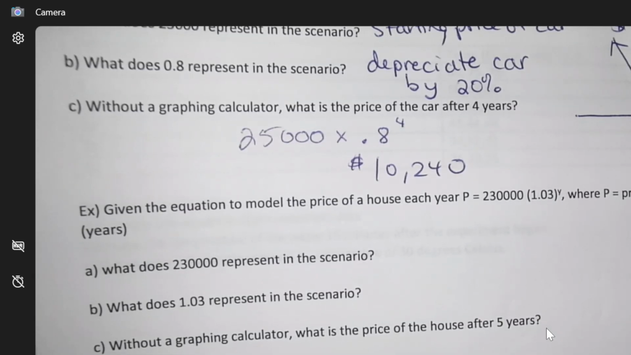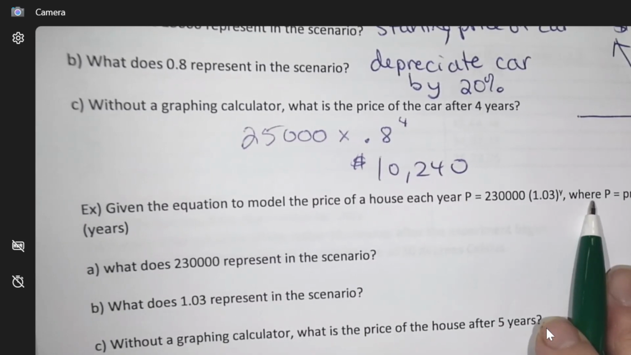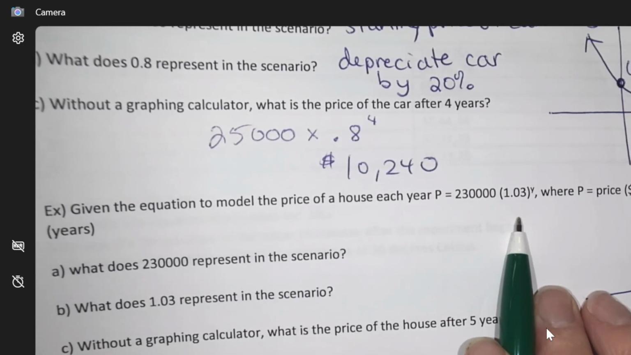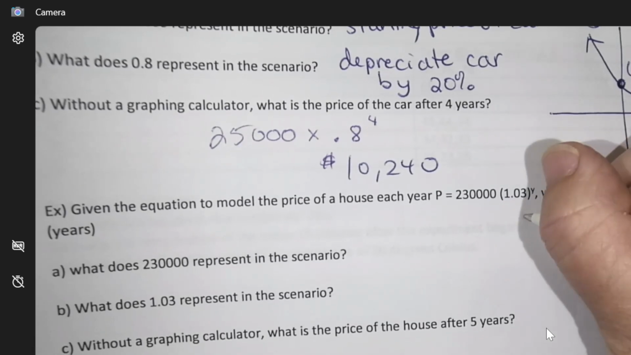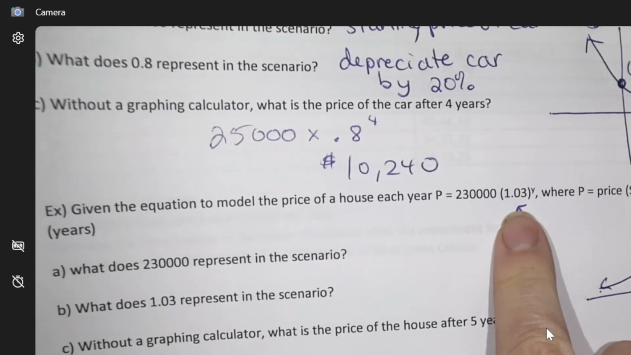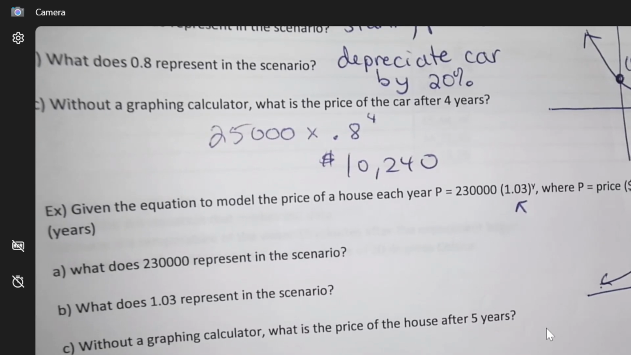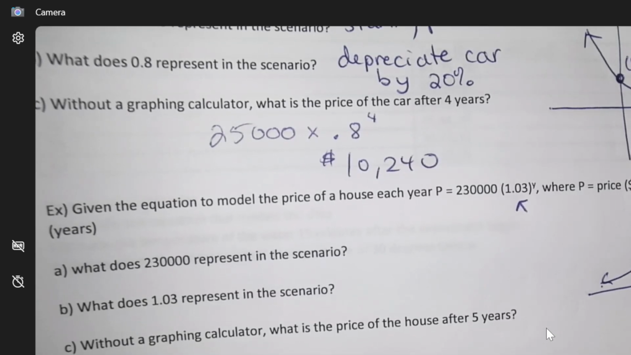Okay, we're ready to try one more? Same kind of idea, ready? We have kind of the same. So tell me, is this increasing or decreasing? Increasing, because it's more than 1. Base 1.03 more than 1, we're increasing. Is my y-intercept at 1 or somewhere else? Somewhere else.